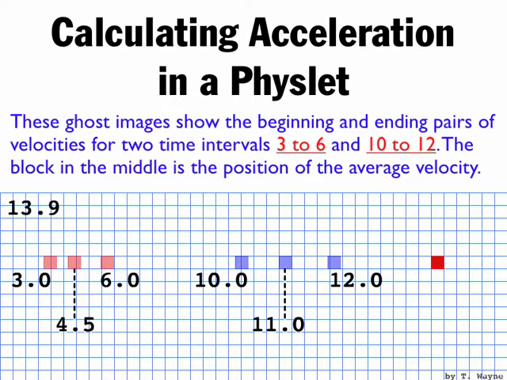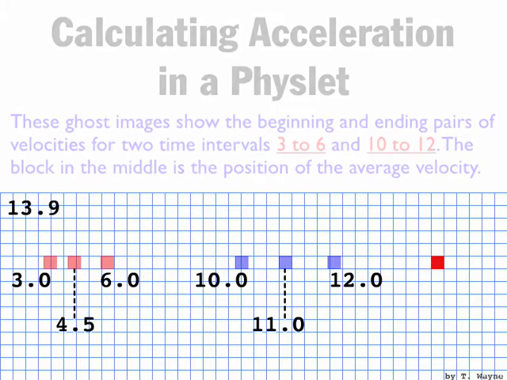So whatever the average is between 3 and 6, that average is the exact velocity at 4.5 seconds. Between 10 and 12, that average is the exact velocity at 11 seconds.